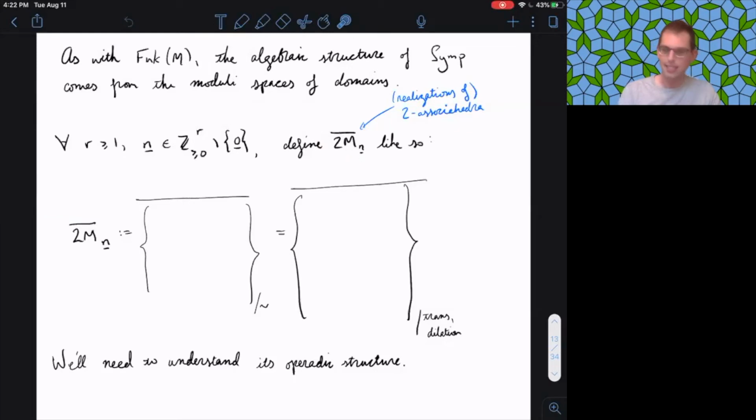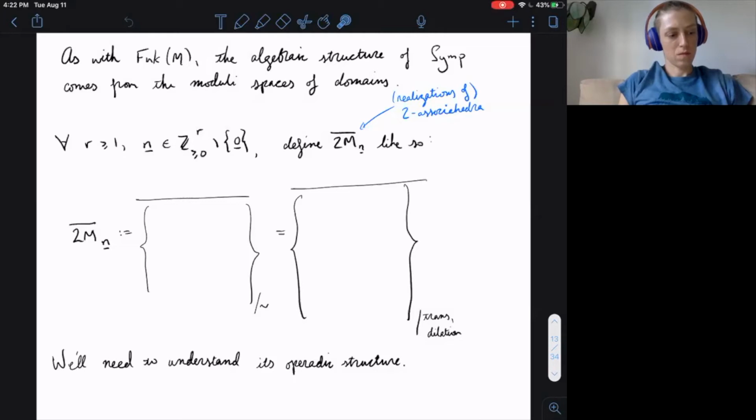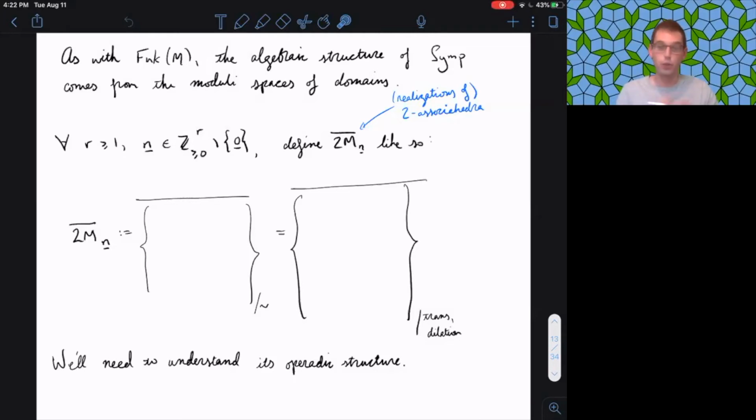And n is a string of non-negative integers. The length of that string, called r, is the number of circles. And the entries are just how many mark points appear on the various circles. So for instance, if you had 2, 0, 0, that would mean you have 3 circles with 2 mark points on the first and none on the other 2. And let me write down 2 presentations of this thing.